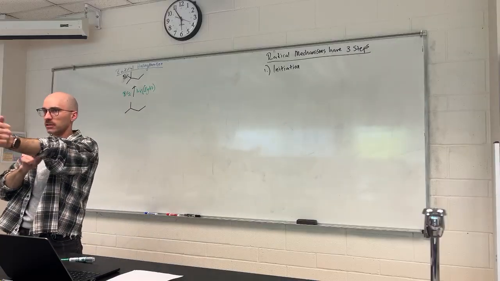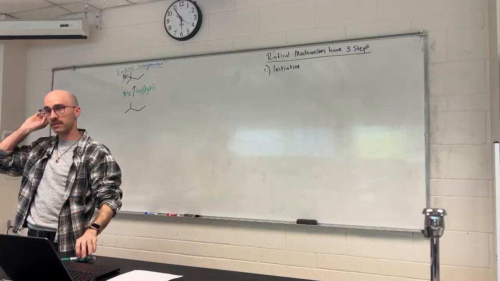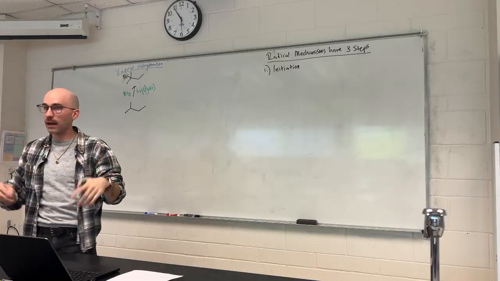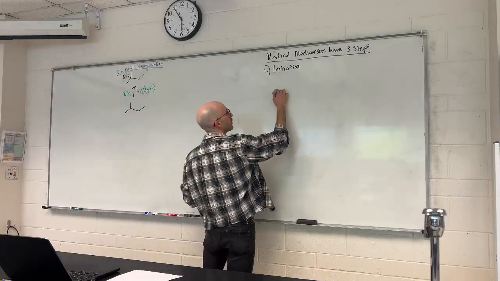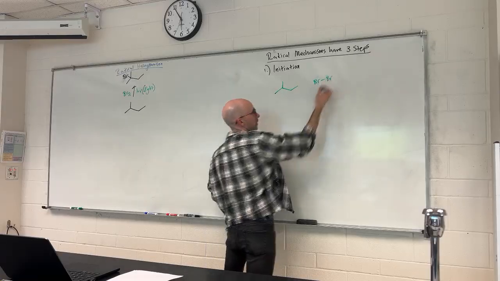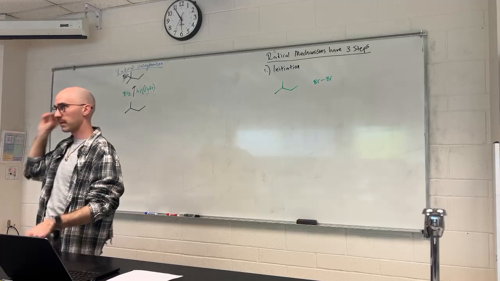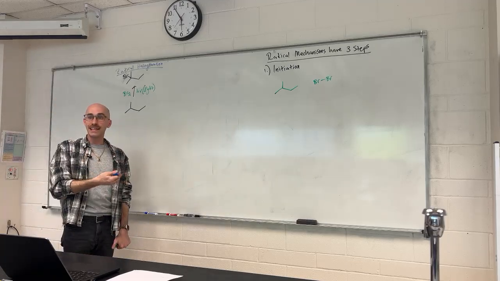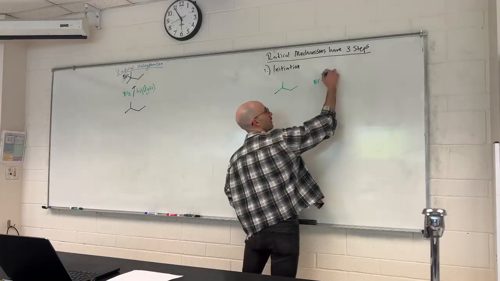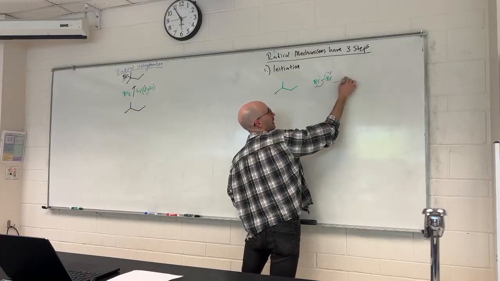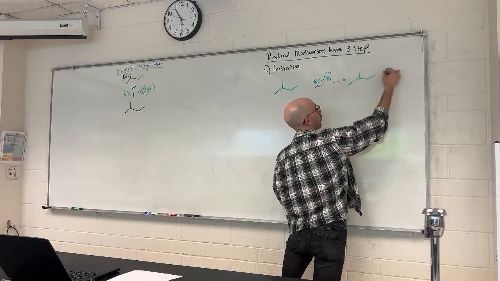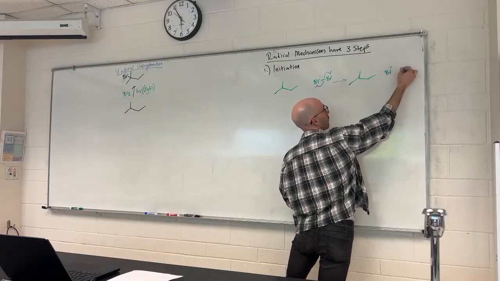The first we call initiation. That is, no radicals exist. We create radicals. In this case, that means light activates the electrons in bromine and causes homolytic cleavage. The 2 bromines split into 2 bromine radicals.